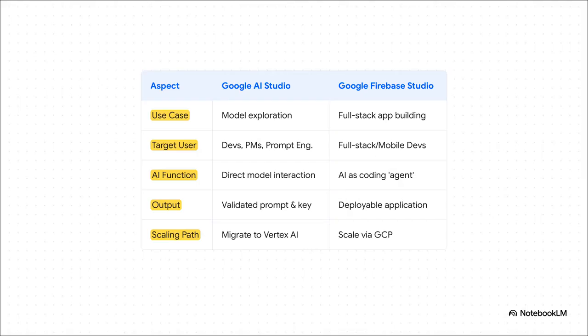This table lays it all out, side by side, from what you use it for to what you get at the end. But honestly, the most critical row on this entire chart, the one you need to be thinking about for the long term, is that last one, the scaling path. So let's talk about that right now.